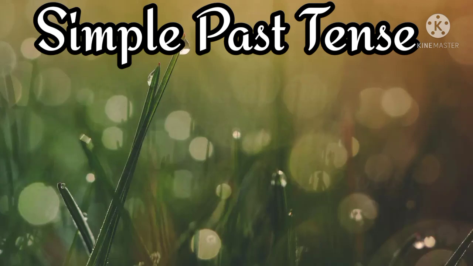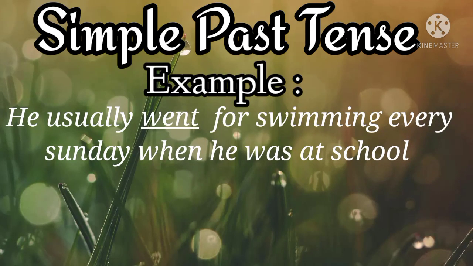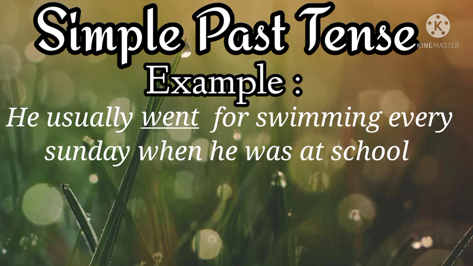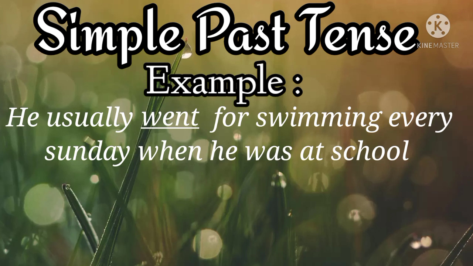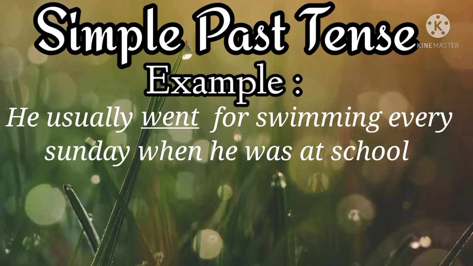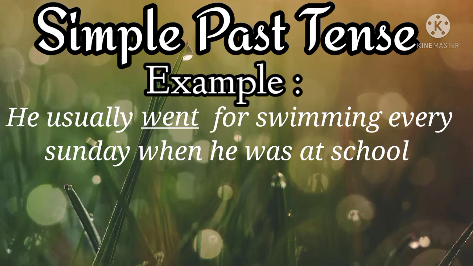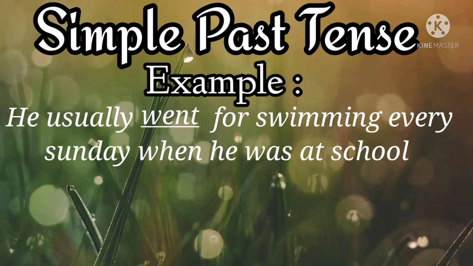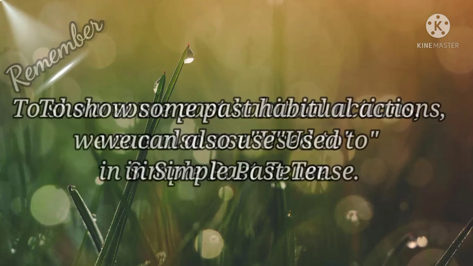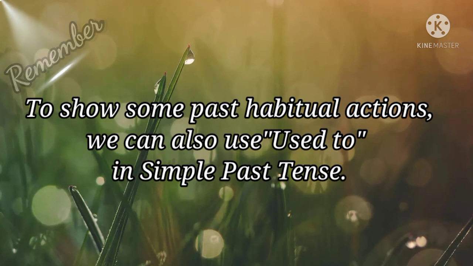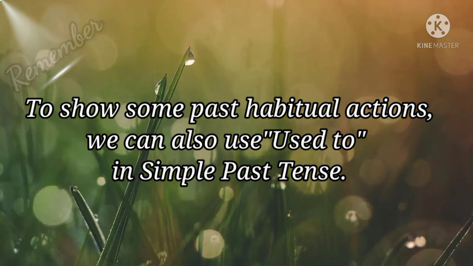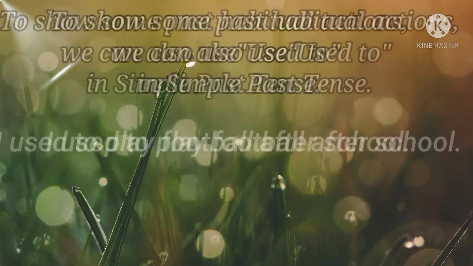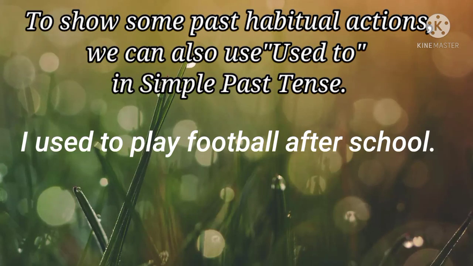Another example, he usually went for swimming every Sunday when he was at school. Here, the underlined word went is the verb and it is in the past tense. It tells us about the past habitual action. Remember that to show some past habitual actions, we can also use "used to" in simple past tense. As for example, I used to play football after school.